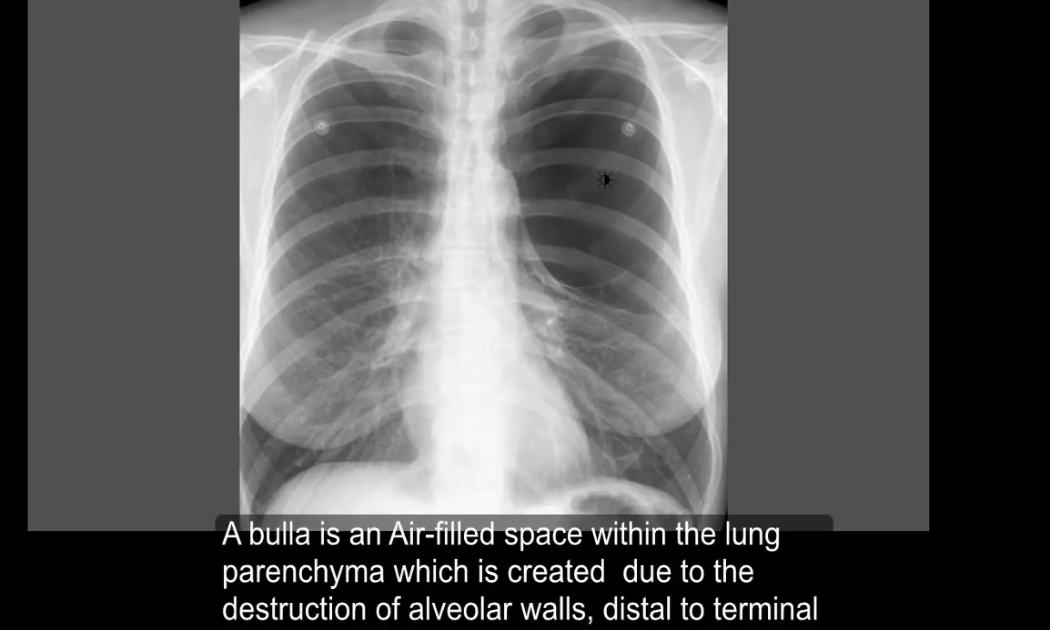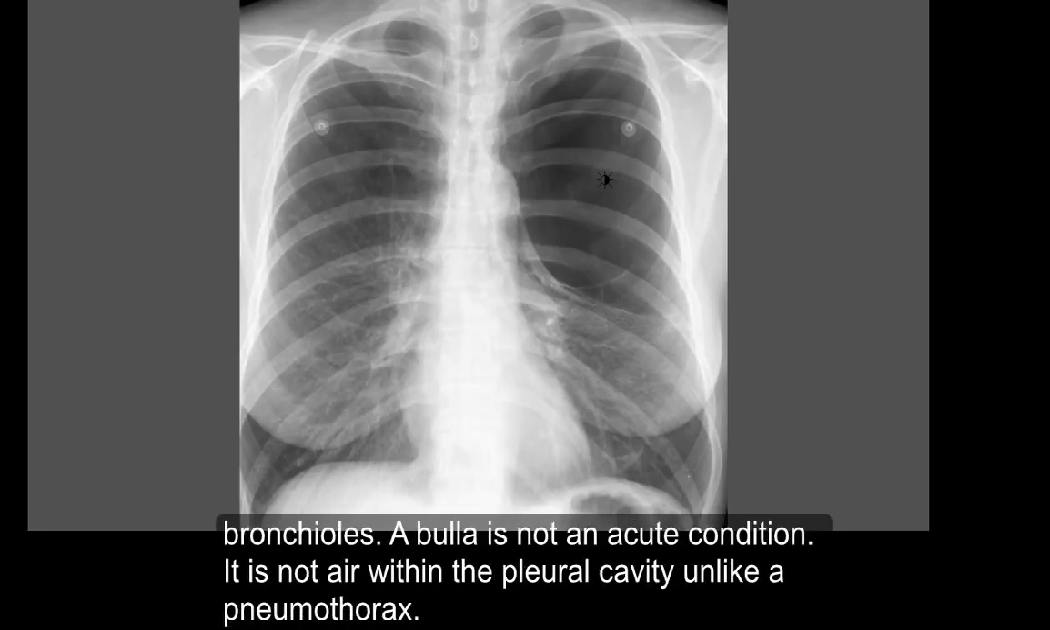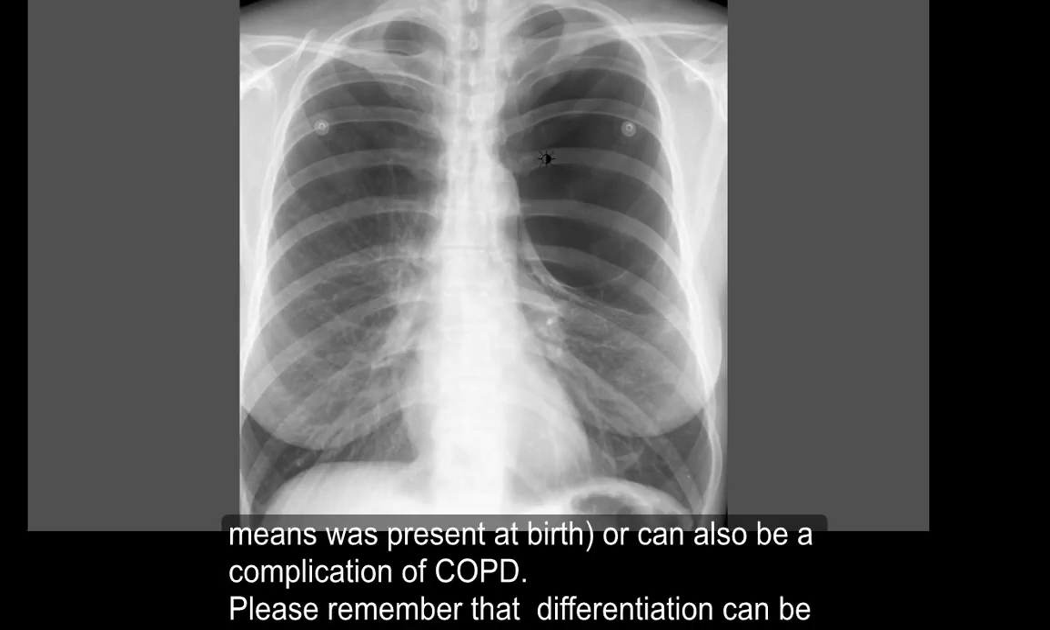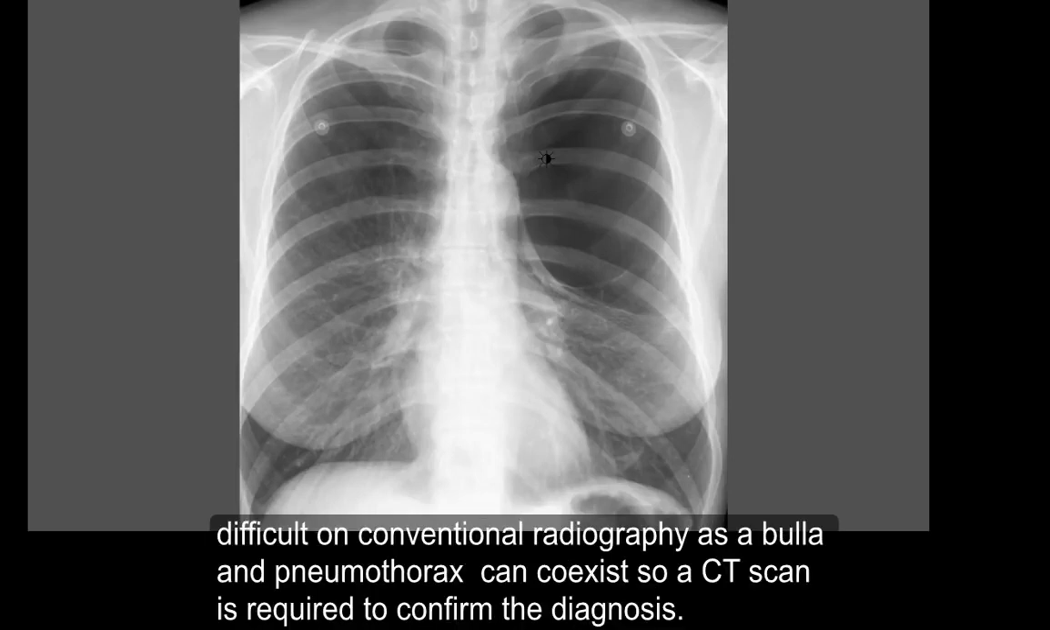A bulla is an air-filled space within the lung parenchyma which is created due to the destruction of alveolar walls distal to terminal bronchioles. A bulla is not an acute condition. It is not air within the pleural cavity, unlike a pneumothorax. It is an air-filled space within lung parenchyma. Visceral pleura is still intact. It is somewhere here in this case. A bulla can be congenital, meaning present at birth, or can also be a complication of COPD. Please remember that differentiation can be very difficult on conventional radiography, as a bulla and pneumothorax can coexist.